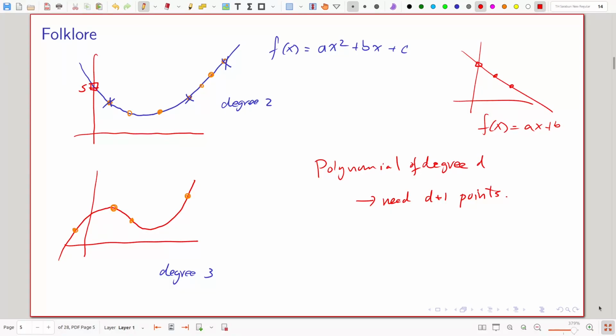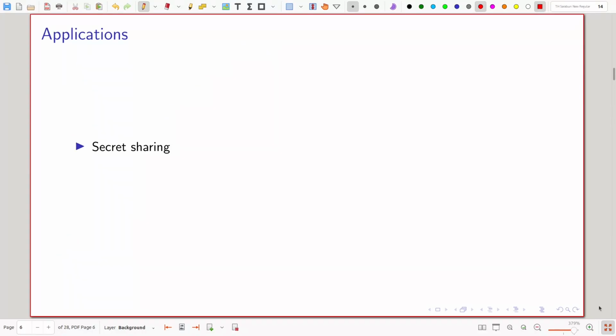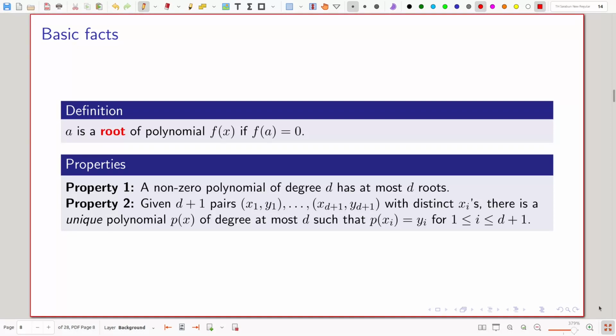Alright. So the application of this is secret sharing, and also there are error correcting codes that use these kinds of principles to come up with error correcting codes. Okay, so this is the basic fact that we use, and we prove some of this. So you should be somewhat familiar with some of this.